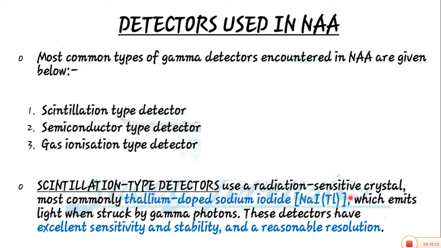It uses a radiation-sensitive crystal, most commonly thallium-doped sodium iodide, which emits light when struck by gamma photons. These detectors have excellent sensitivity and stability and a reasonable resolution. So it is the most commonly used and a very excellent one. It is also used to scan human bodies when a person is injected with some kind of radioisotope or radiopharmaceutical for the detection of diseases inside the body. So this camera and such crystals are used as a detector system.